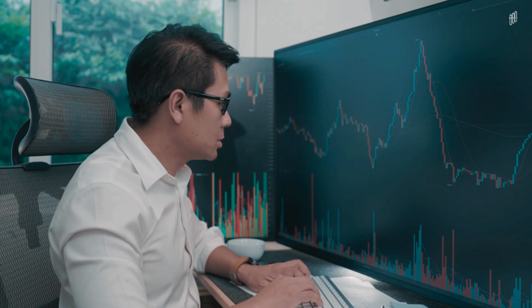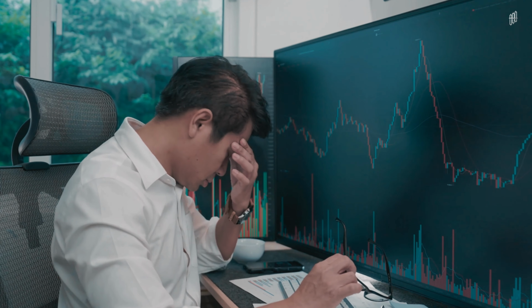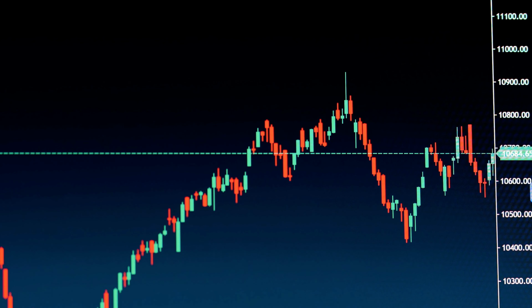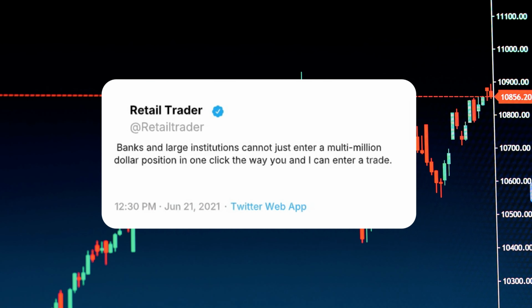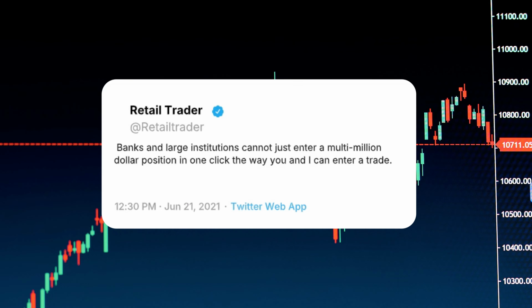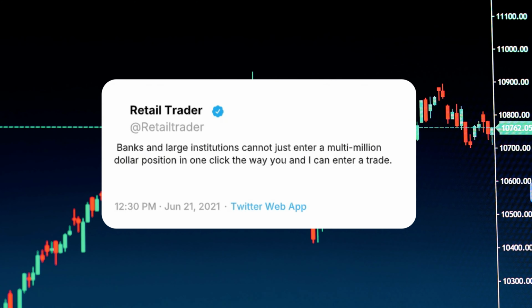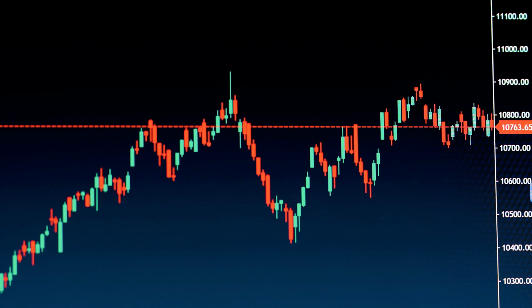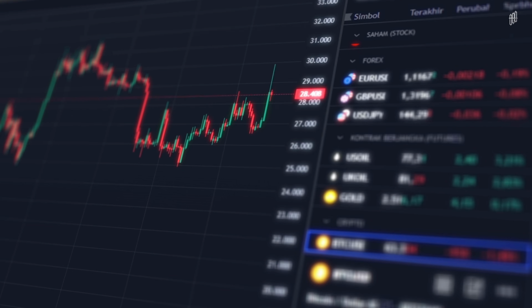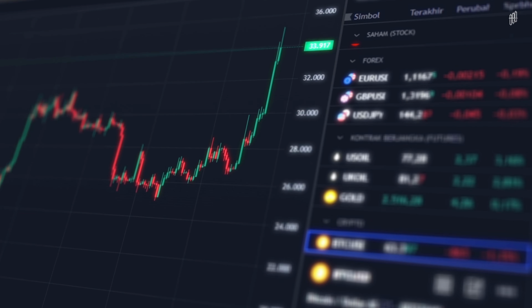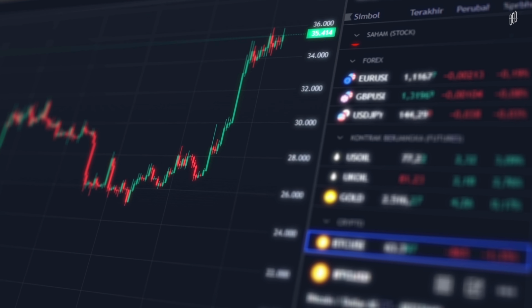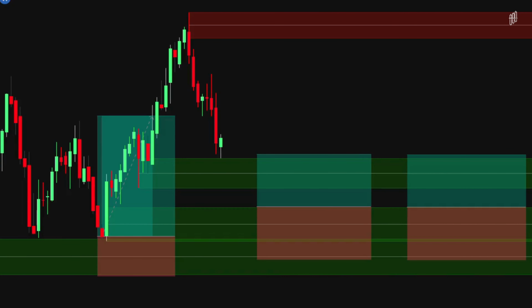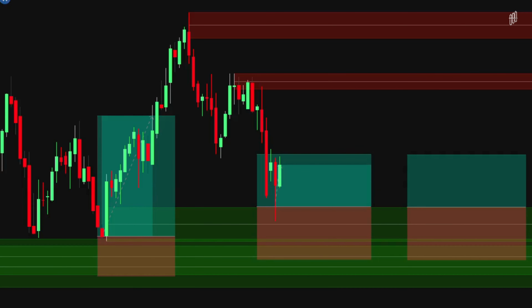Here is the reality of how this market works that nobody tells beginners. Banks and large institutions cannot just enter a multi-million-dollar position in one click the way you and I can enter a trade. Their orders are so large that if they tried to buy all at once, they would move the market against themselves before they even finished filling. So what do they do? They engineer specific price levels. They create areas where they can quietly accumulate or distribute their positions without the market noticing.